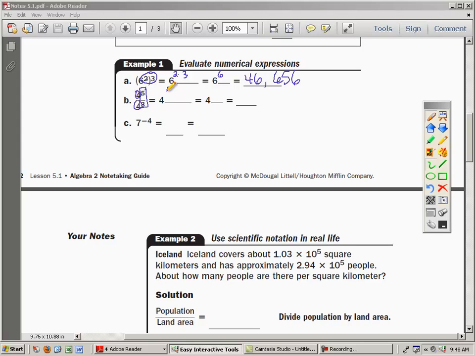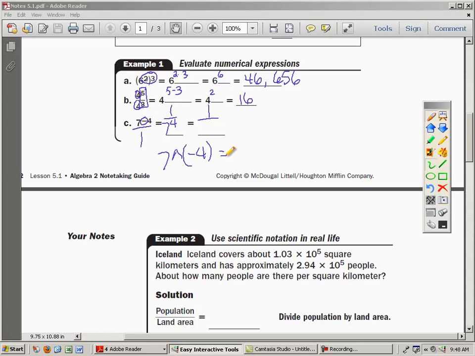This becomes 4 to the 5, take away 3, which is then 4 squared, and as we know, 4 squared is 16. And then finally, 7 to the negative 4 power. Again, anytime you have a negative exponent on top, we make that a positive exponent on the bottom. So this becomes 1 over 7 to the 4th power.